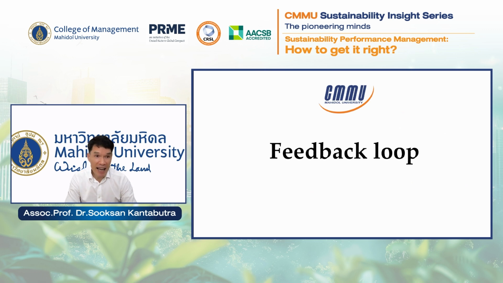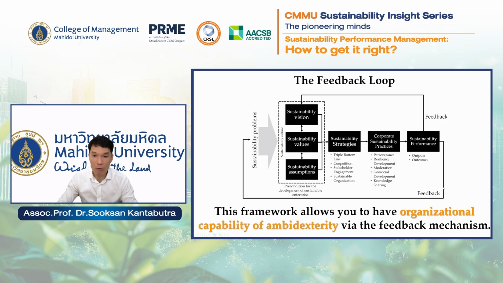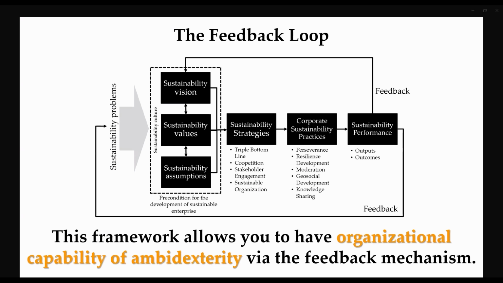Okay. Now, the last element of the framework, which is the feedback loop, is a very important part of the framework. And the feedback loop allows you to have organizational capabilities of ambidexterity via the feedback mechanism. So basically, it allows you to detect when the stakeholder requirements change, whether they still remain happy with whatever you have done with them, with the relationship with them or not, right? And if they are not happy, they give feedback to you. You adjust the culture, the strategy, the practices, and then you test with them again, whether they're happy with whatever you have done or not. And if they are happy, you're going to reach another equilibrium or another dynamic balance. So therefore, this feedback loop is very important that you can establish.